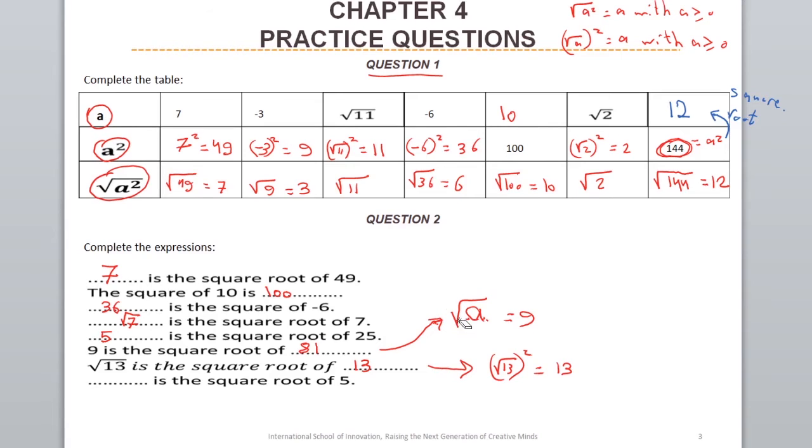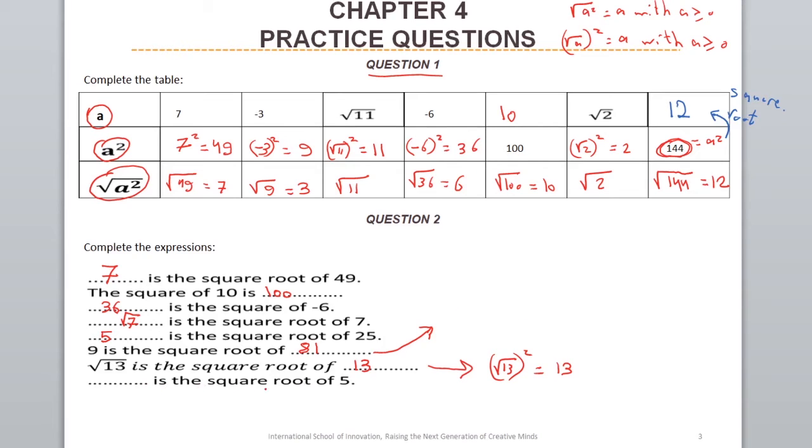Same here. I'm comparing this because the idea is maybe a bit new. Just to be more sure: 9 is the square root of what? 9 times 9 gives 81, so 9 is the square root of 81. Radical 13 is the square root of what? It's the square root of 13. Radical 15 is the square root of 15. It's like that.